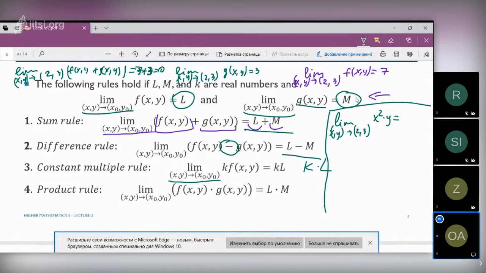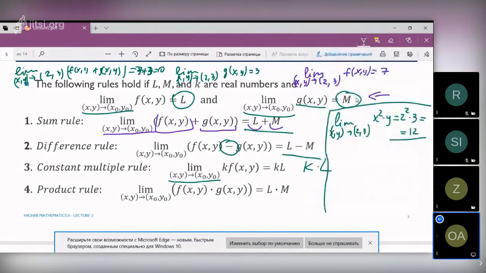X tends to 2, Y tends to 3. It's x squared, where x is 2, so 2 squared times, instead of Y, I write 3. 2 squared is 4, and 4 times 3 is 12, right? It is clear?